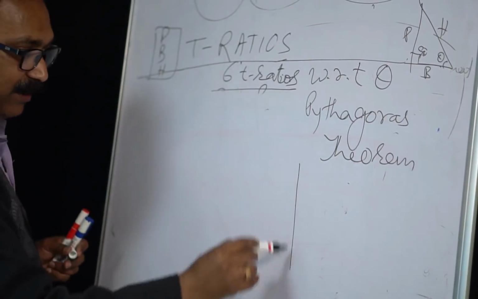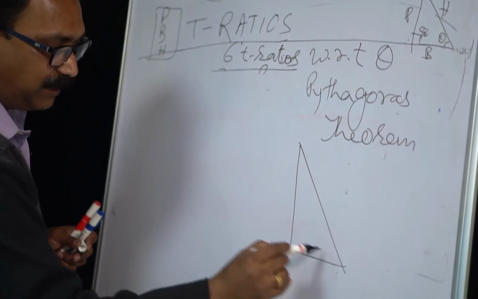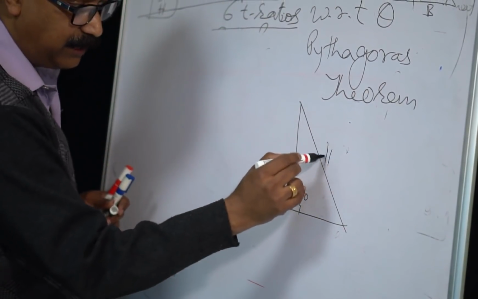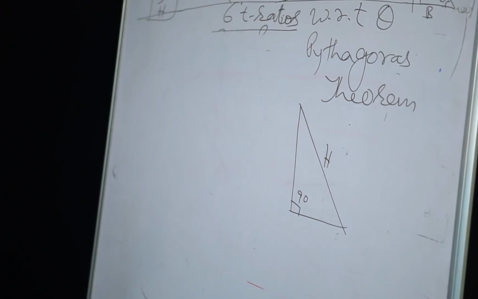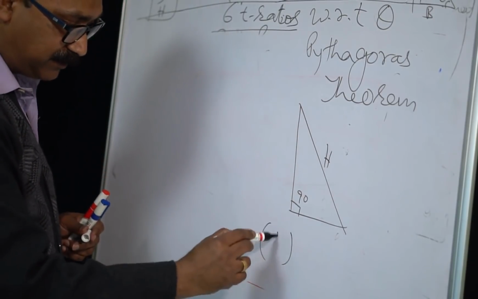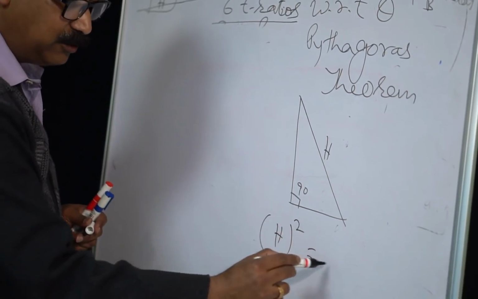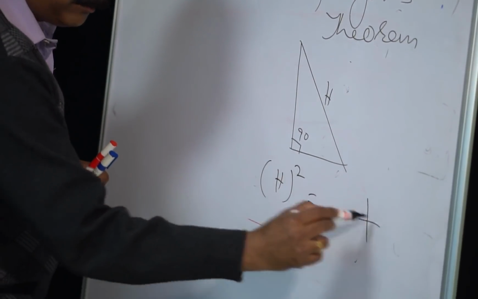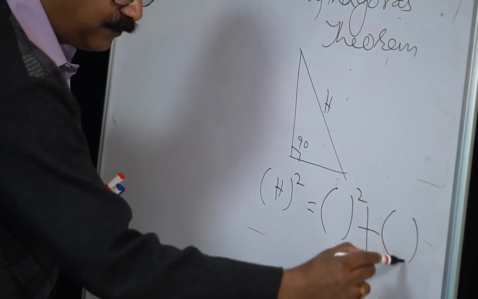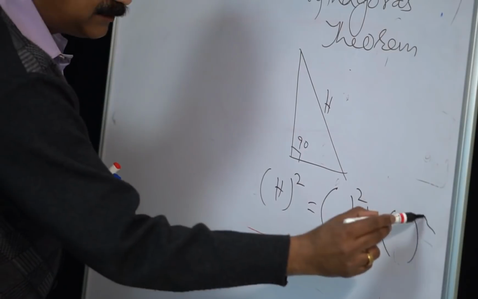Look at this. It is a right triangle, no? It is a right triangle, 90 degree. Which one is the hypotenuse? This one. And this is called the other two sides. Clear? Pythagoras says the square of the hypotenuse is equal to the sum of the squares of the other two sides.